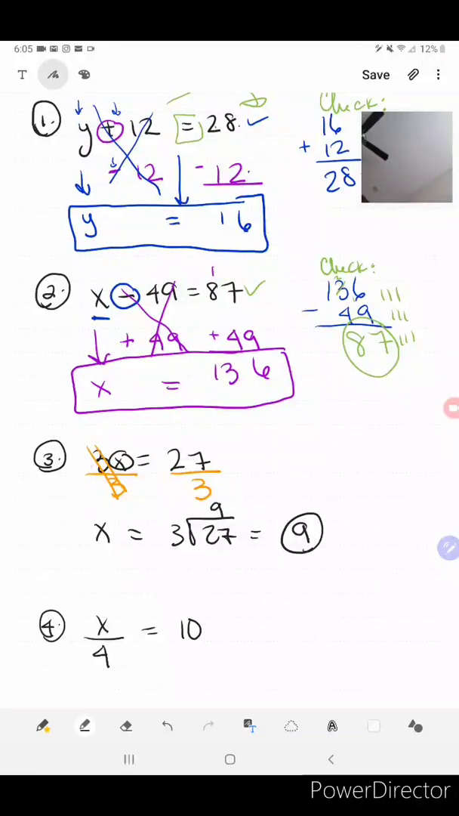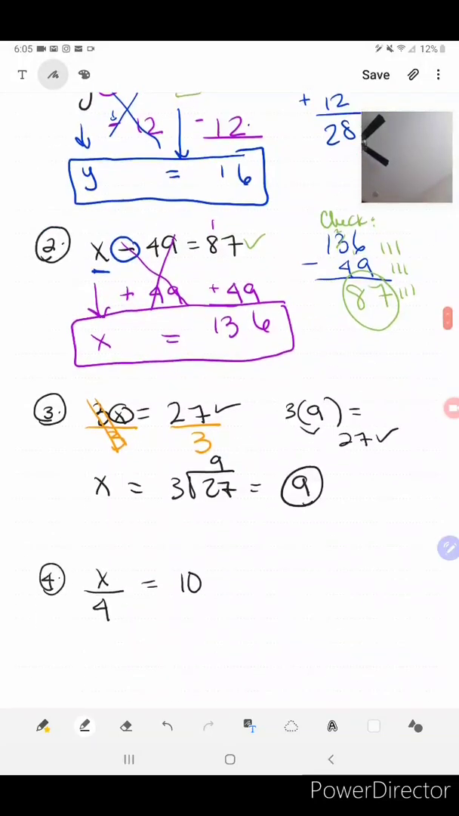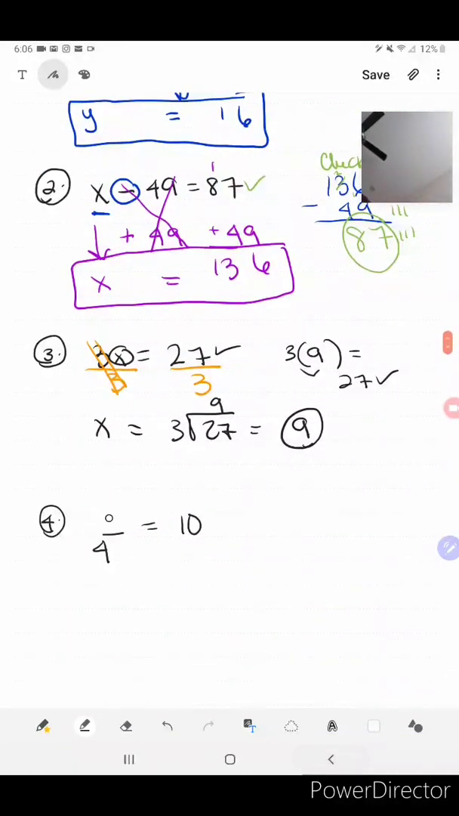So how do you check? We had 3 times x, now x is 9. 3 times 9 is 27, which is how we started. I'm actually going to do another one of those just in case.